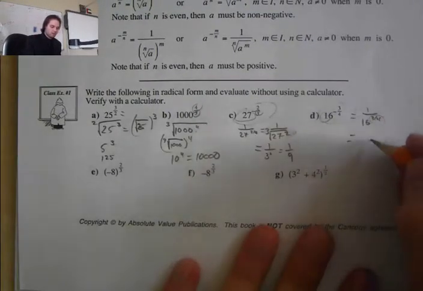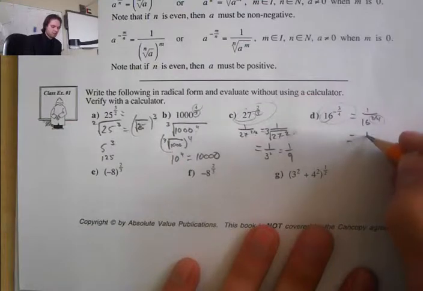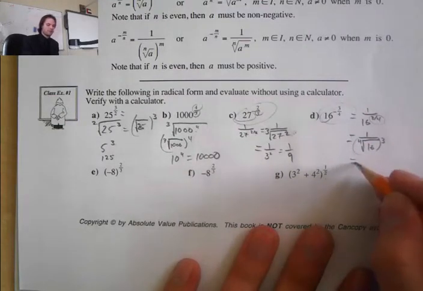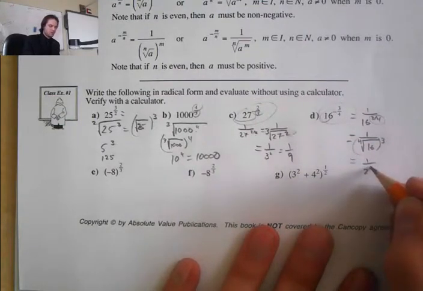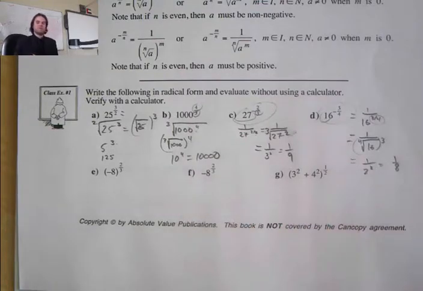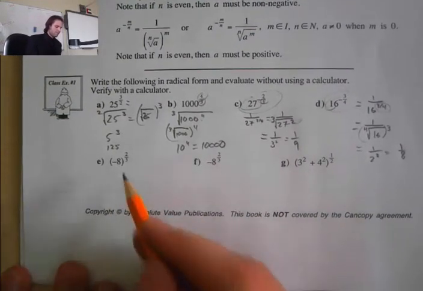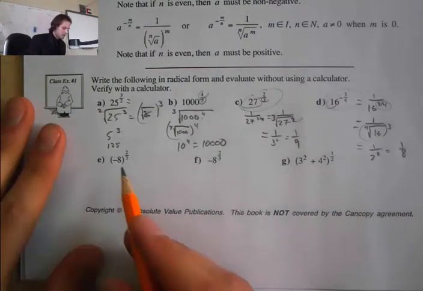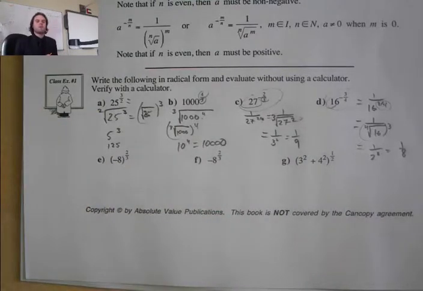Okay, it wants me to take the 4th root of 16. So 1 over the 4th root of 16, and then we cube it. The 4th root of 16 is 2, and we want to cube it, which is 1 over 8. That one's done.